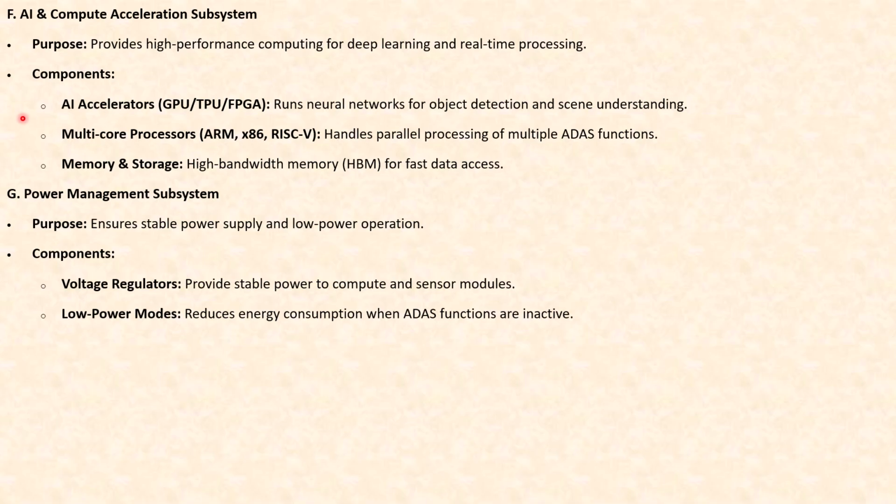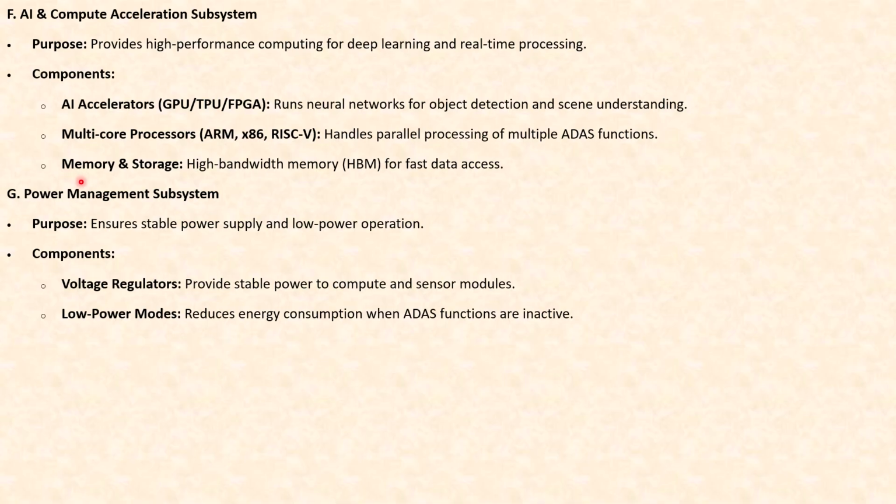And what does this further comprise of? It comprises of the AI accelerators like GPU, graphic processor units, or FPGA or TPU. It runs neural networks for object detection and scene understanding. And multi-core processors like ARM, x86, RISC-V handle parallel processing of multiple ADAS functions.